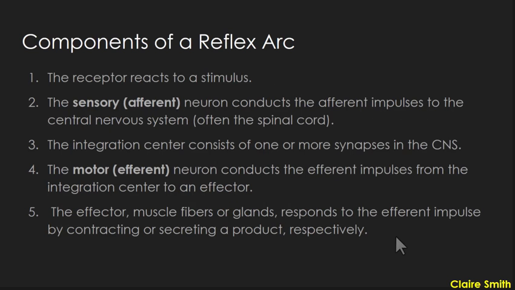There's a few different components of the reflex arc. Again, I'm going to draw it all out and show you, but here they are listed. You can take a look and write that down in your notes if you want. But I'm going to go through and draw it and talk through it in my other program. So hold on one second.